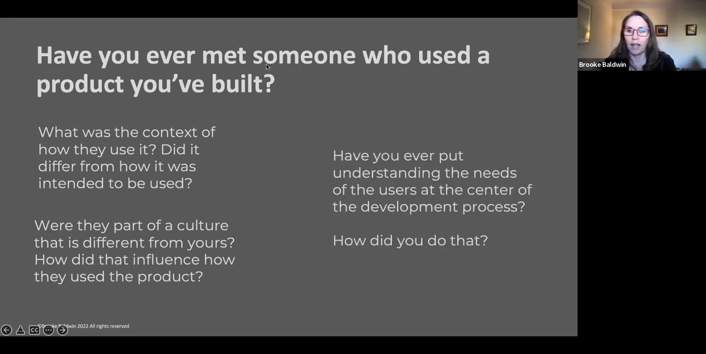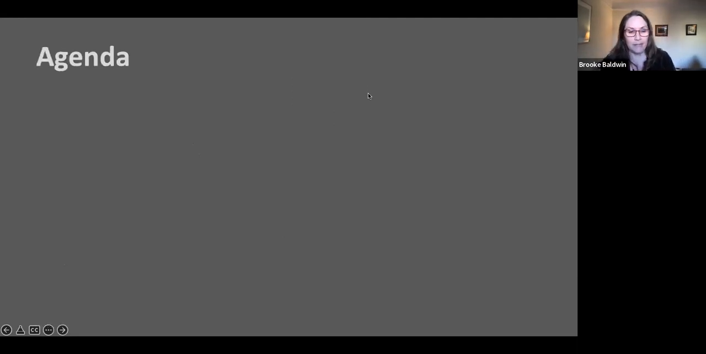Have you ever been able to put understanding the needs of your users at the center of your development process? How did you do that? Because this is what I'm trying to do, and Anmol, as a fellow researcher, is trying to do as part of the process. Okay, so that's just a little basic piece of that.